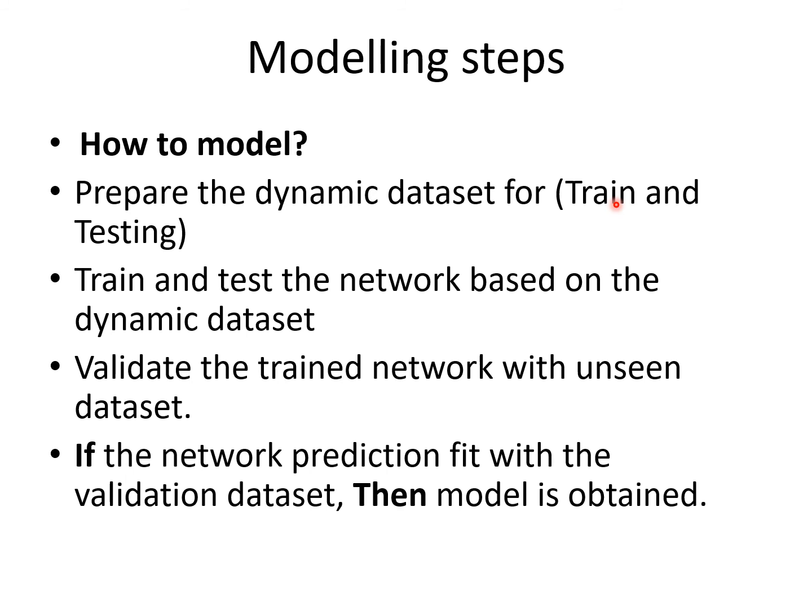As I said, training is one. Sometimes both are called training data, but sometimes it's called training, and then testing is a little more generalized data, and we train and test based on this dynamic data set. And then we validate with an unseen data set, which we call the validation data. If the network fits the validation data with the criteria that we want, then the model is optimal. If not, we go back to changing the topology until we get what we want.